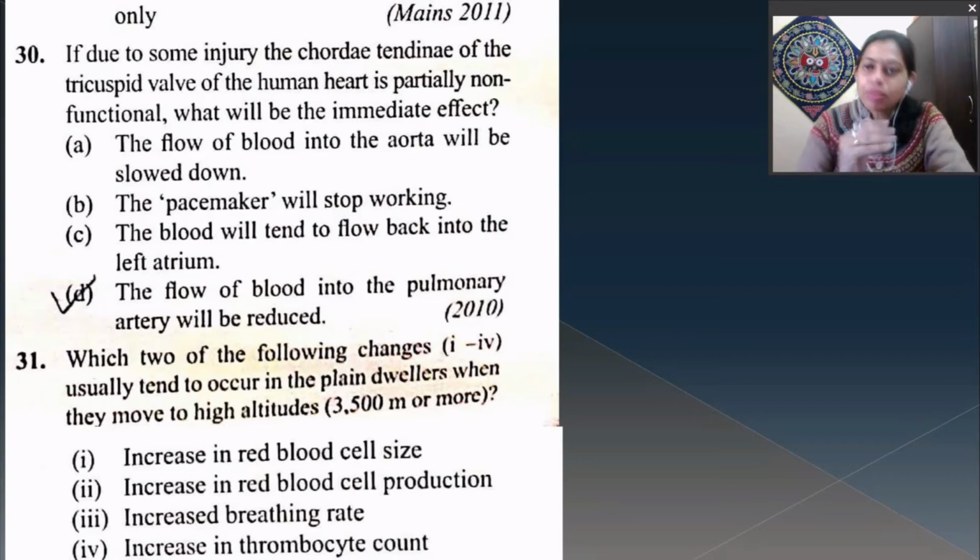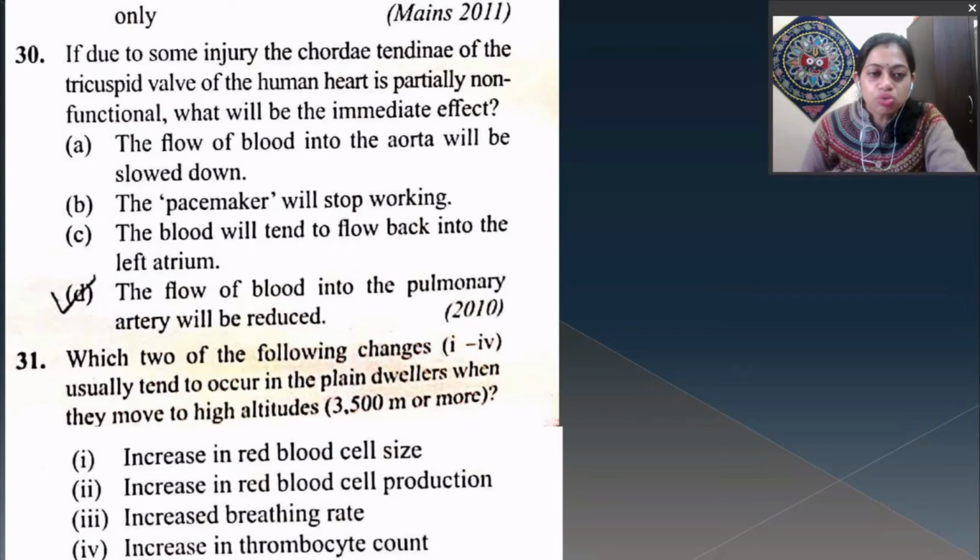Okay, so ये वैसे भी बंद हो जाता है tricuspid valve से, so the flow of blood into the pulmonary artery will be reduced. Okay, so this is the right option, क्योंकि जो ये chordae tendineae है ये tricuspid valve को ठीक तरह से function करने में help करता है, and अगर ये damage हो जाएगा तो flow of blood to the pulmonary artery will be reduced, क्योंकि वो ठीक से बंद नहीं होगा और pressure उतनी form नहीं होगी, और pulmonary artery में जितना blood जाना चाहिए उससे कम जाएगा.